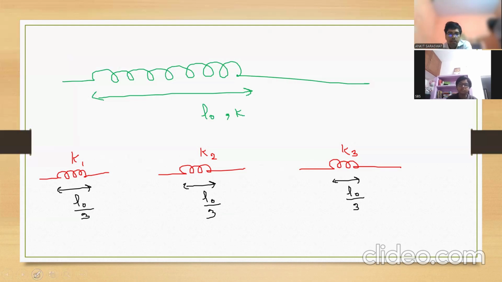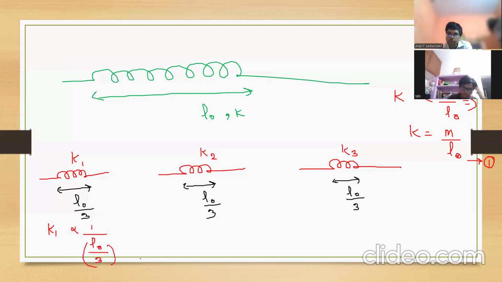So K is inversely proportional to the natural length. If I remove this proportionality, I will get K is equal to some constant, that is m by L naught, equation 1. Clear? In this case, K1 is inversely proportional to 1 upon natural length.